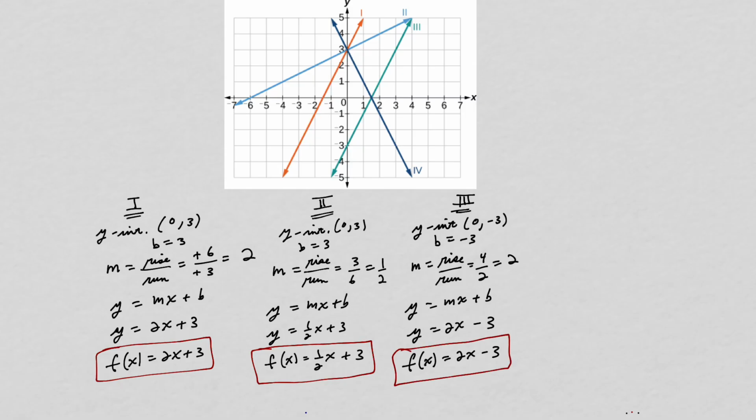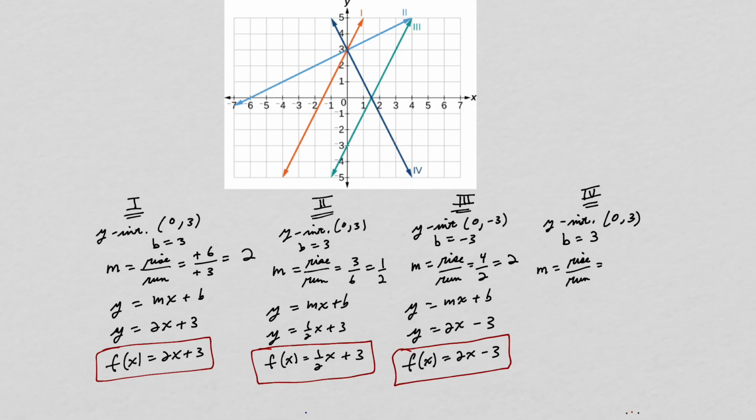Okay, and then finally, the fourth line, that one is, let's see, that's this dark blue one, right? Again, it looks like the y-intercept is 0, 3, which tells us that b is equal to 3. And the slope is rise over run. So for this one, let's start here at the y-intercept and go down to, where does it definitely go through? It definitely passes through 3, negative 3, right?